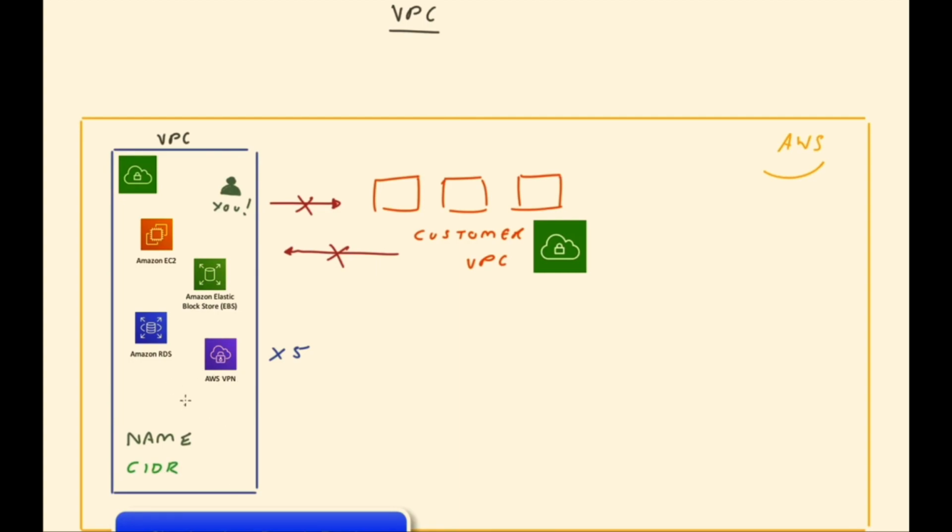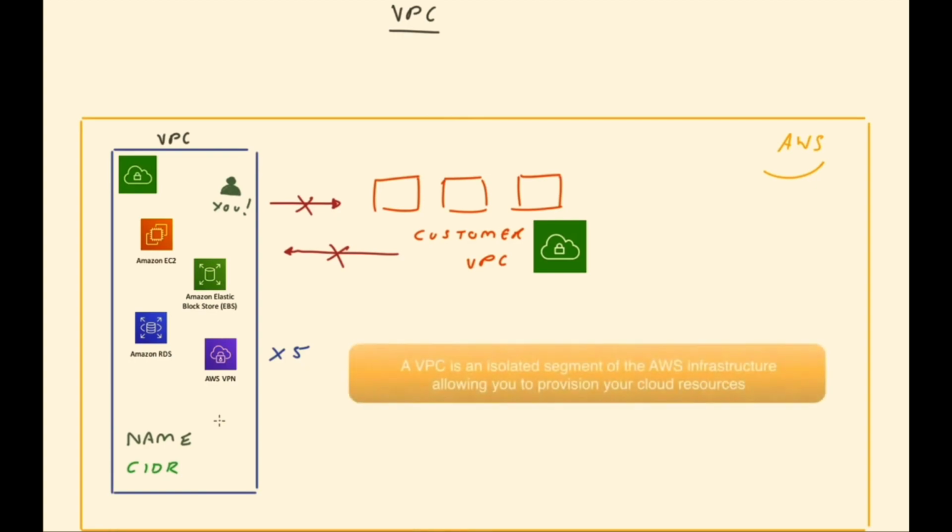So just to recap at a high level, simply put, a VPC is an isolated segment of the AWS public cloud that allows you to provision and deploy resources in a safe and secure manner.